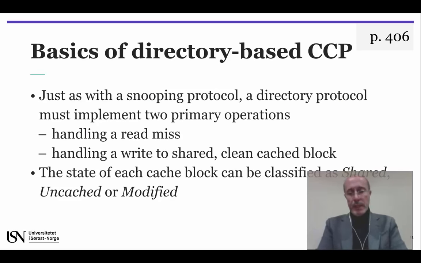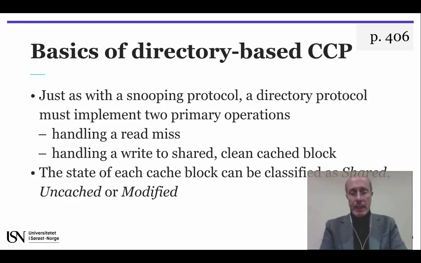Just as in the case of a snooping protocol, there are two primary operations that must be implemented by a directory protocol: to handle a read miss and to handle a write to a shared clean cached block. To do so, directory-based cache coherence protocols define 3 states for every cache block, as indicated in this slide. Shared, where one or more nodes have the block cached and the value in memory is up to date, as well as in all caches.